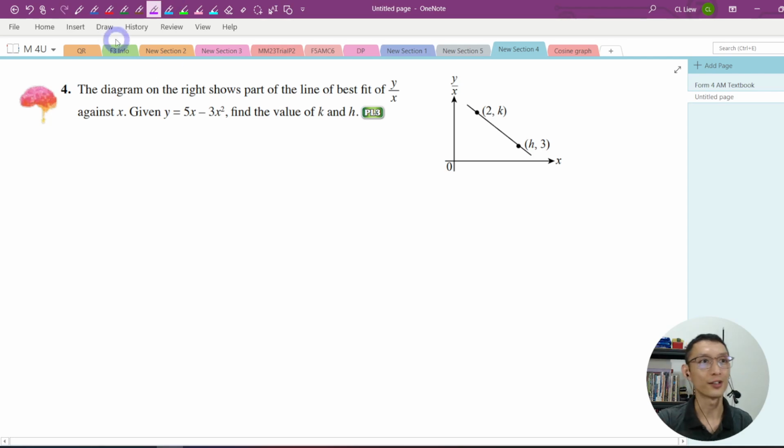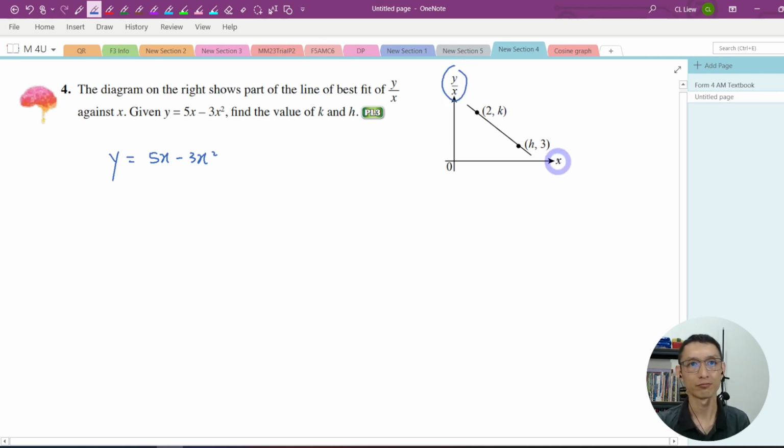Let's try one more question. The diagram on the right shows part of the line of best fit of y over x against x, given y is equal to 5x minus 3x squared. We want to find the value of k and h. So same thing. How do I reduce it to a linear form? I need to observe the given graph here. Y over x. Then I know what I'm going to do. So divide the whole equation by x so that I will be able to get y over x.